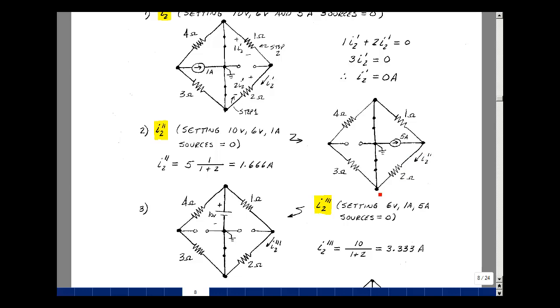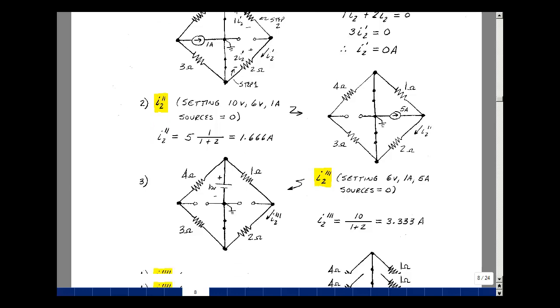Now, these 3 elements are all in parallel with each other, the 1 ohm, the 2 ohm, and the 5 amps. I could use current divider. I use the resistive current divider, which says if I want the current in the 2 ohm resistor, I'll take the other resistor over the sum of the 2 times the current source. This is going to be 1/3 of 5, which is 1.666 amps.